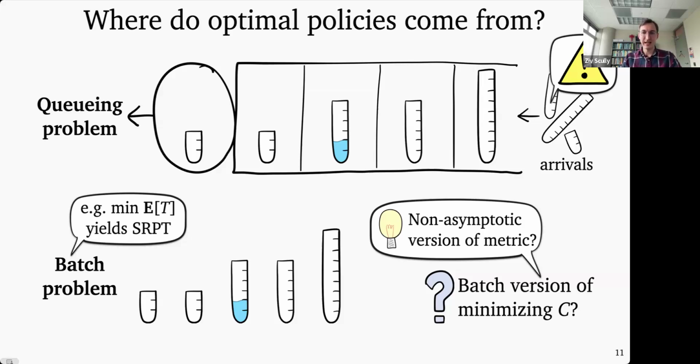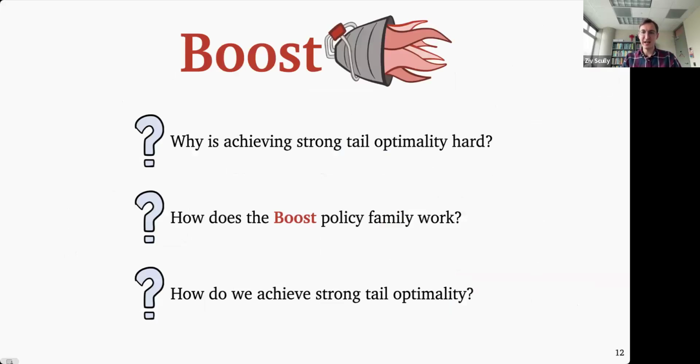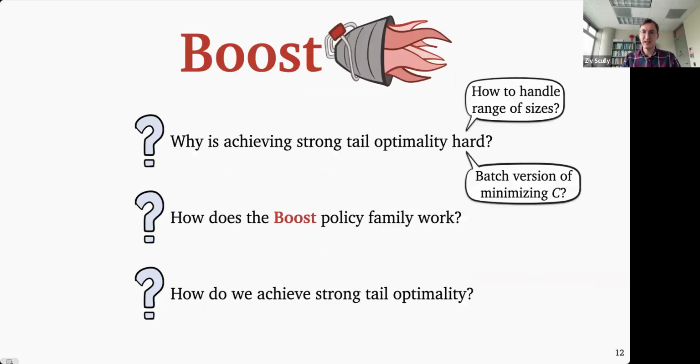All right. And so I think that these two reasons, the difficulty of handling a range of job sizes and doing some sort of intelligent priority without devolving into SRPT or SRPT with buckets or something like this, that's really hard. And we don't have that many things in queuing that look too much like that. So it's hard to handle a range of sizes in the light-tailed setting, and it's also hard to use traditional methods like going to a batch problem for asymptotic metrics. I think that's why achieving strong tail optimality is such a hard problem.